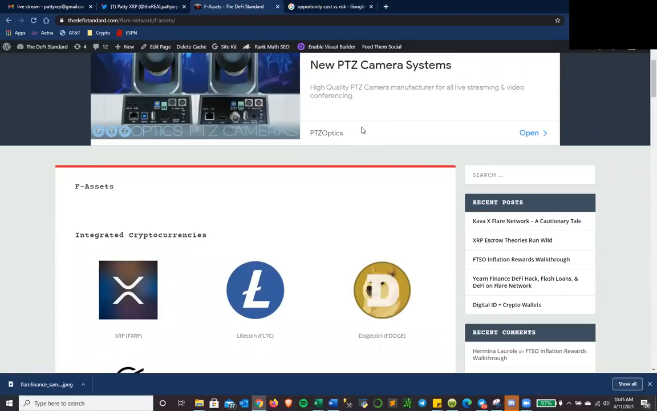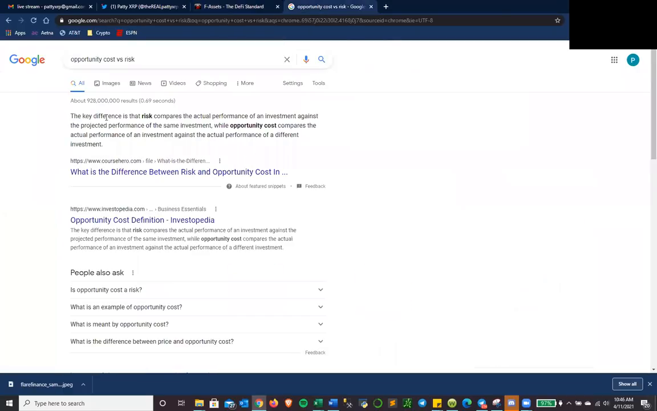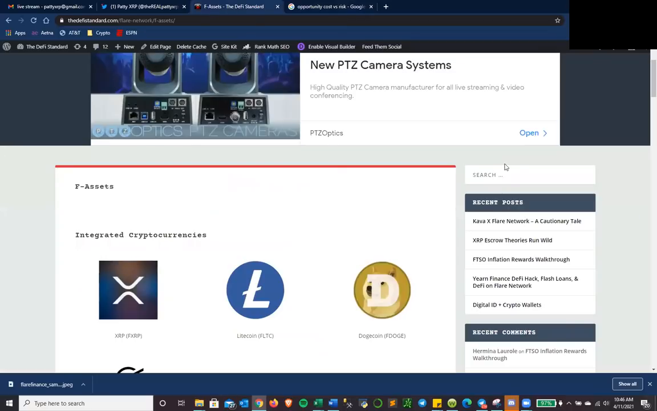A lot of people want to know what the risk is with minting F assets. So it's a twofold thing. There's opportunity cost and then there is a little risk. Let's break down the difference between these. The key difference is that risk compares the actual performance of an investment against the projected performance of the same investment, while opportunity cost compares the actual performance of an investment against the actual performance of a different investment you could have done. We'll see how this plays in when I get into the example later on, but just keep that in mind while we go through this.